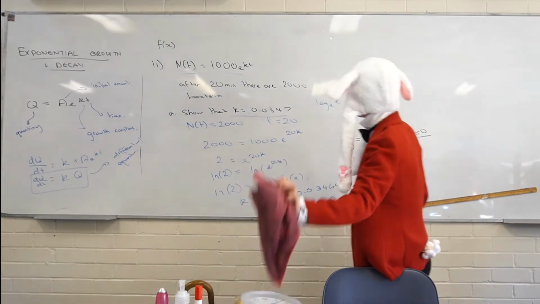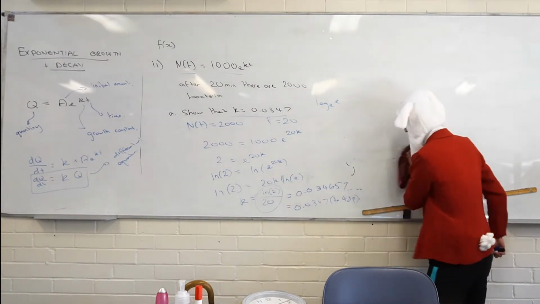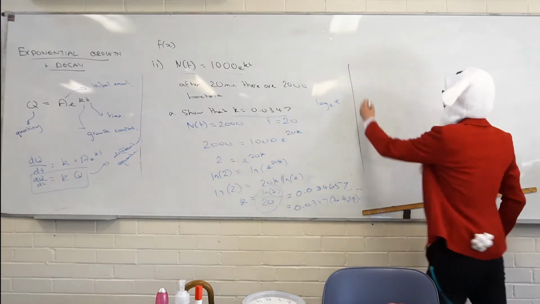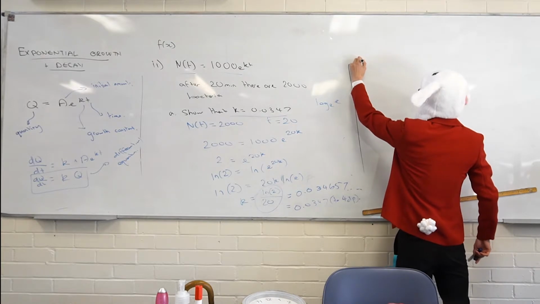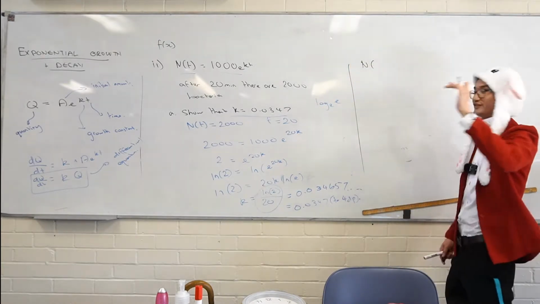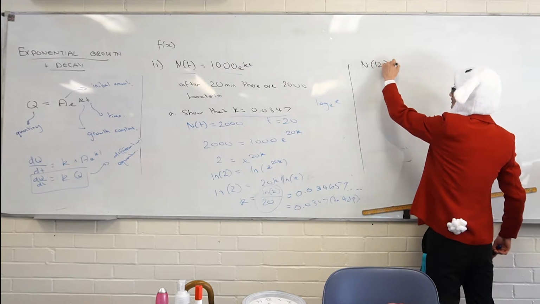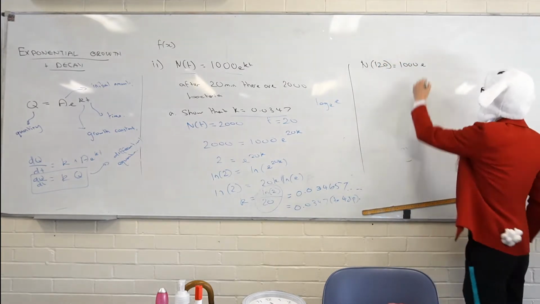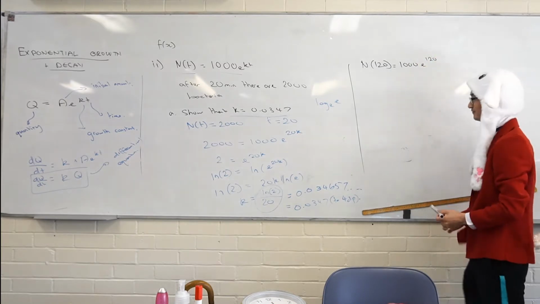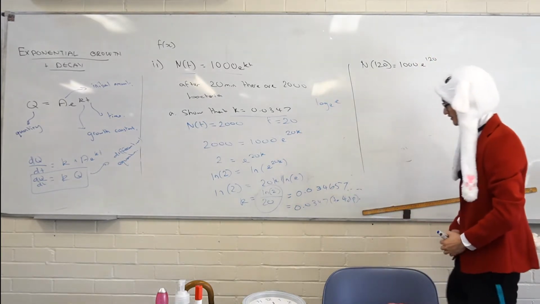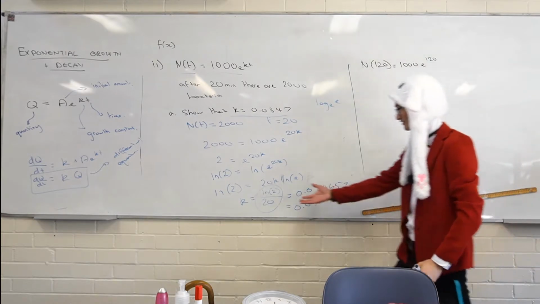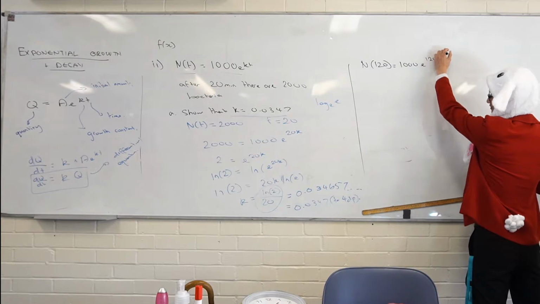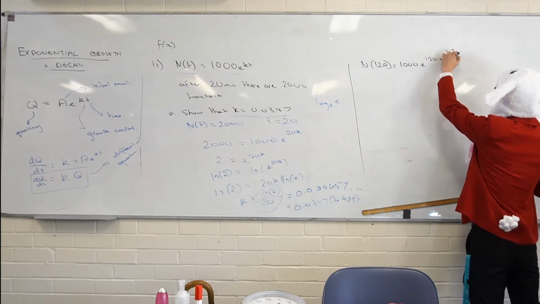Okay, let's go back to the original equation. When t equals 120, using my f of x notation, N of 120 equals 1000 e to the 120k. For k, I still like using the exact value, so I want to use that.